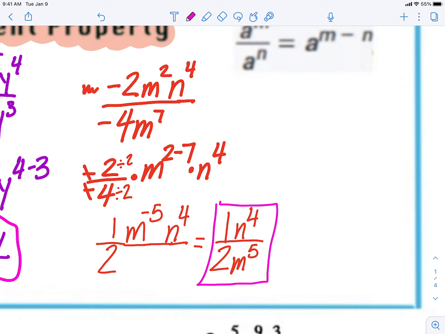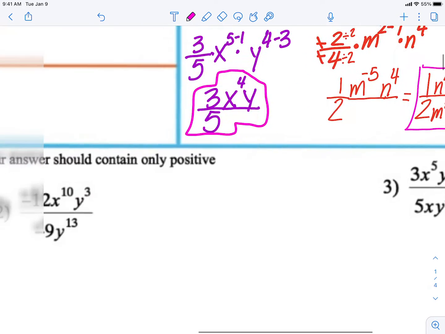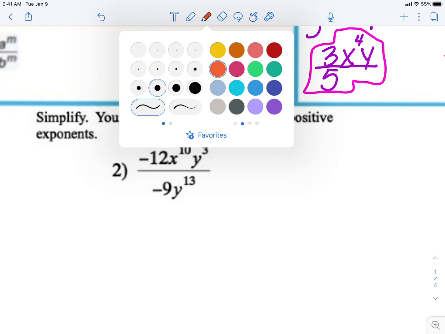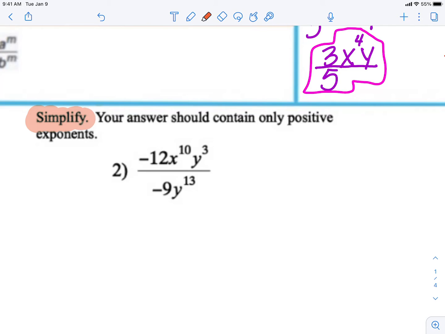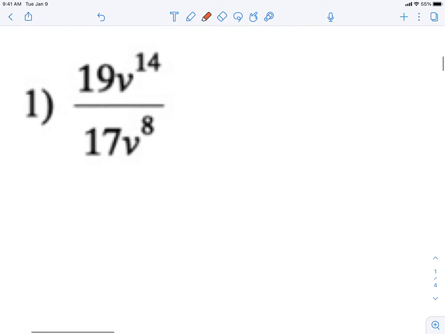Okay? So, let's do a couple more examples so you guys are comfortable with this quotient property. So let's start here. First of all, the instructions say simplify. Your answer should contain only positive exponents. So let's remember, only positive exponents. So let's do number 1.